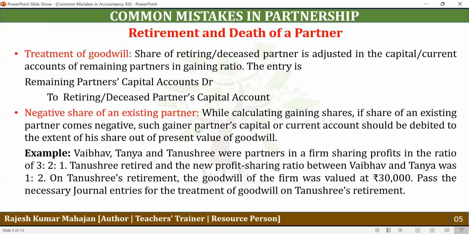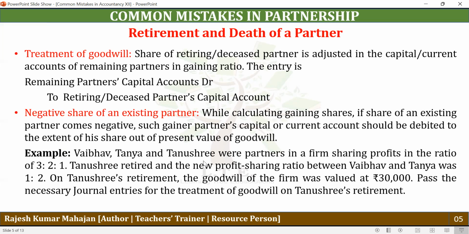This is quite simple, but sometimes students find a problem when the gaining shares come out negative. So how can you treat such a situation? I have designed one example to make it more understandable. Let's have a look at that example. While calculating gaining shares, if the share of an existing partner comes out negative, such a partner is a sacrificer. In that case, that partner's capital account will be credited to the extent of his share out of the present value. We shall understand with the help of a practical.